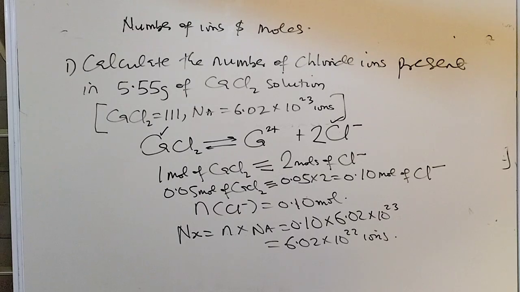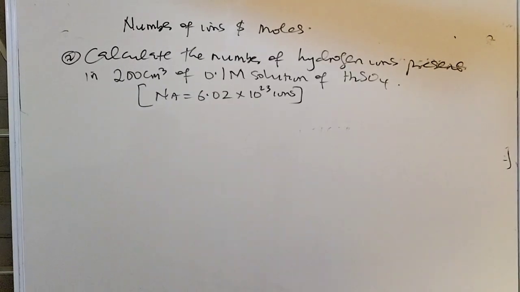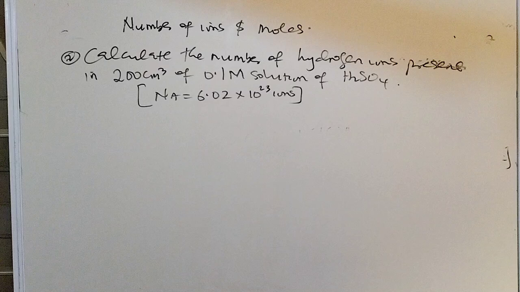So having done that, we're going to take another question. Look at the problem on the board that says: calculate the number of hydrogen ions present in 200 cm cube of 0.1 molar solution of H2SO4. Calculate the number of hydrogen ions present in 200 cm cube of 0.1 molar solution of H2SO4.